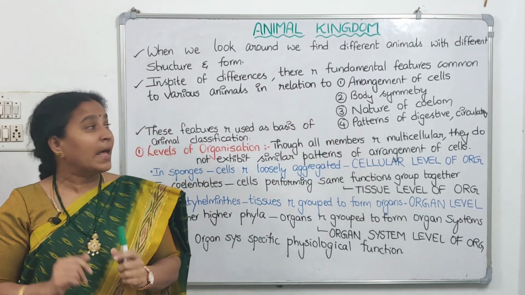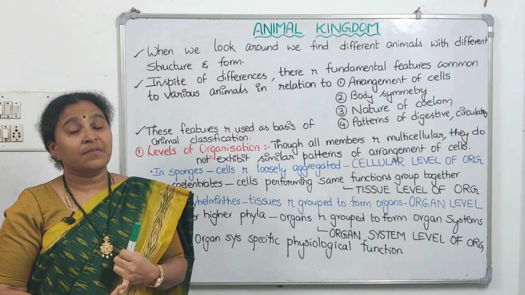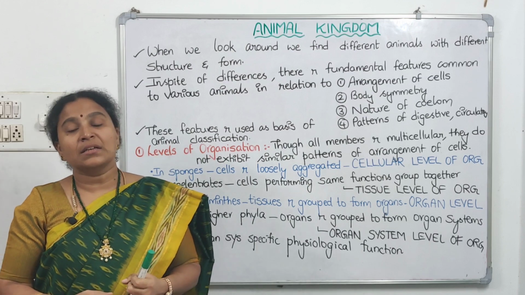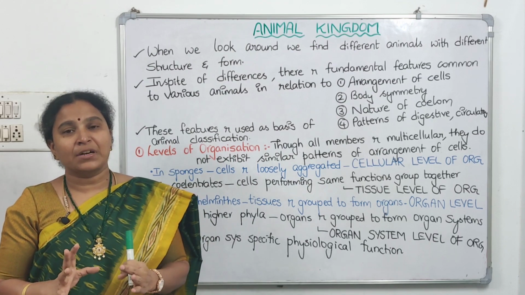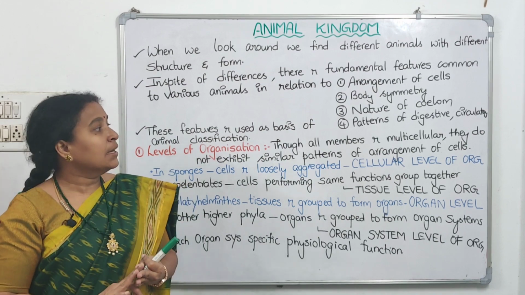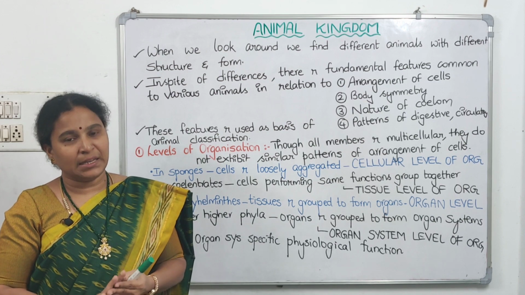What we find in all animals is the arrangement of cells. How are they arranged? The second one is symmetry. When you cut the body, that's called symmetry. The third one is the nature of the coelom. The visceral cavity, the open space, is called coelom. Which type of coelom it is? That's the third character. And the patterns of digestive system, respiratory system, reproductive system, like that.